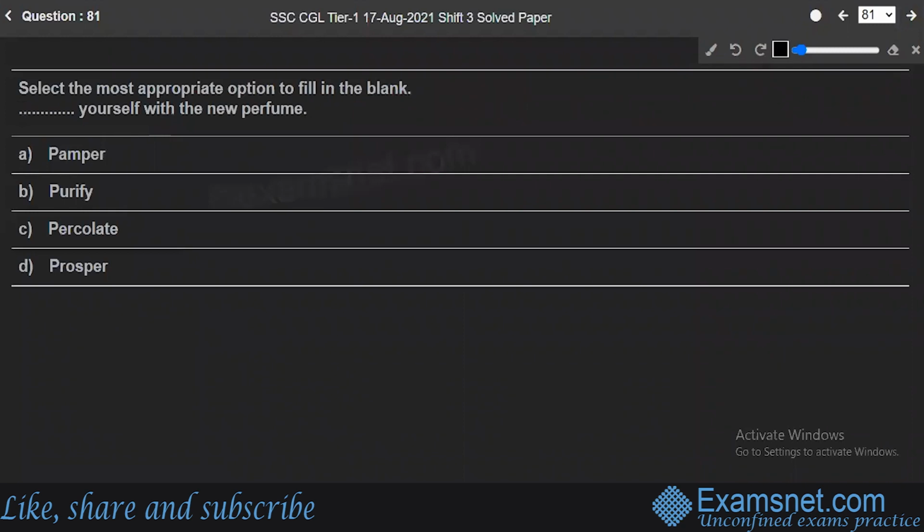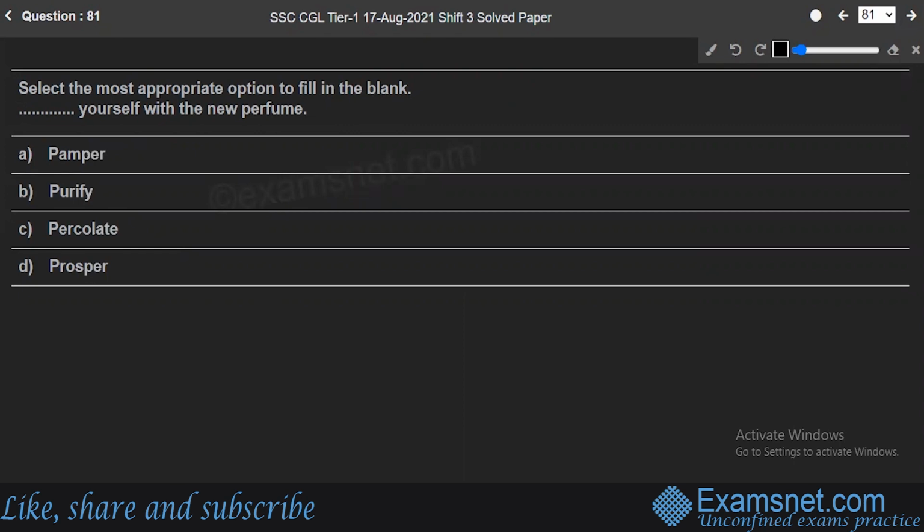Select the most appropriate option to fill in the blank. Dash yourself with the new perfume. Pamper yourself with the new perfume. Purify yourself with the new perfume. Percolate yourself with the new perfume, or prosper yourself with the new perfume. See, the given sentence is saying do something with the new perfume, right? Dash yourself with the new perfume. So it is telling you to do something with the new perfume.